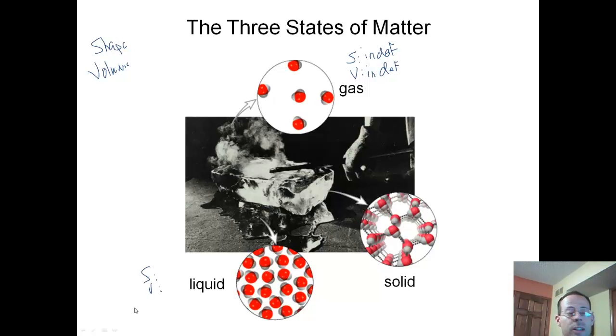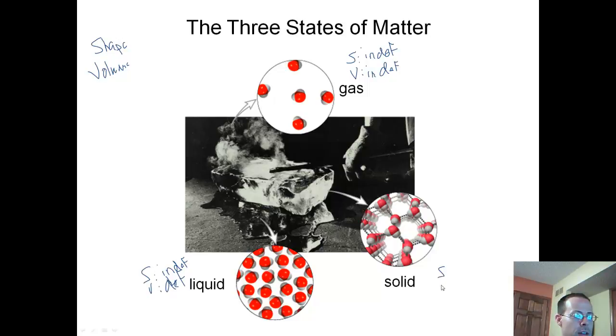Shape, what about the shape of a liquid? Does it have a definite shape or indefinite shape? Again, whatever container you put it into, it takes the shape of that container. So we can say that a liquid has indefinite shape. But if we have 500 milliliters, let's say, in a flask, so it's kind of conical, you pour it in a beaker, its shape has now changed, but you still have 500 milliliters of water, so its volume is definite. So indefinite shape, but definite volume.